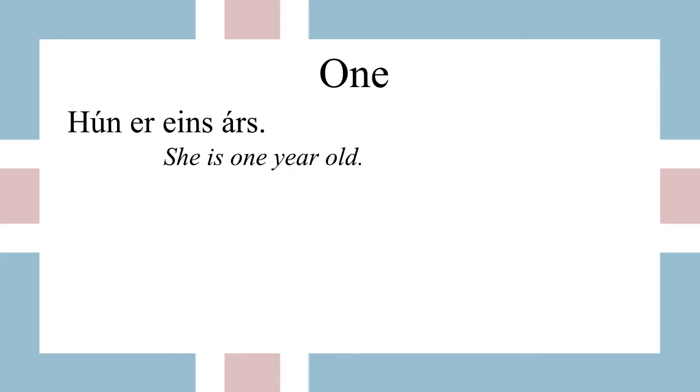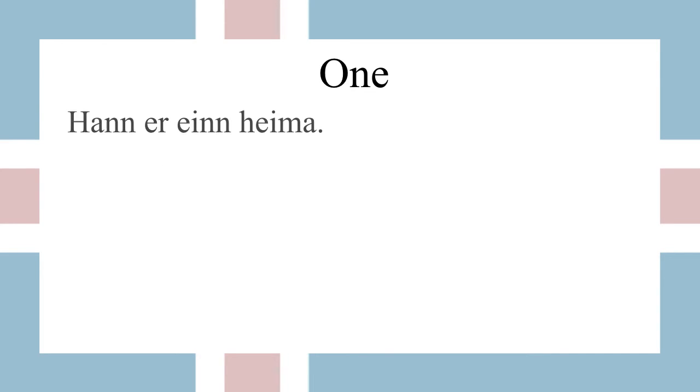One other kind of fun meaning for the word einn is that when it's used as an adjective, it can mean to be alone. So hann einn heima means he is home alone. And you can use the word ein when talking about a feminine subject, or you can use eitt when talking about a neuter subject.